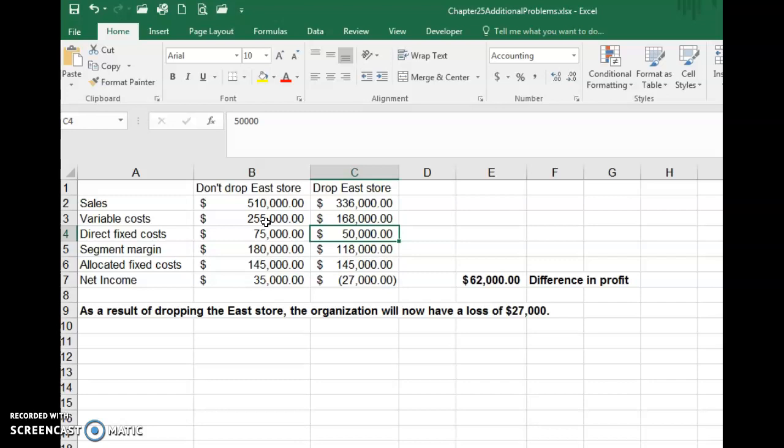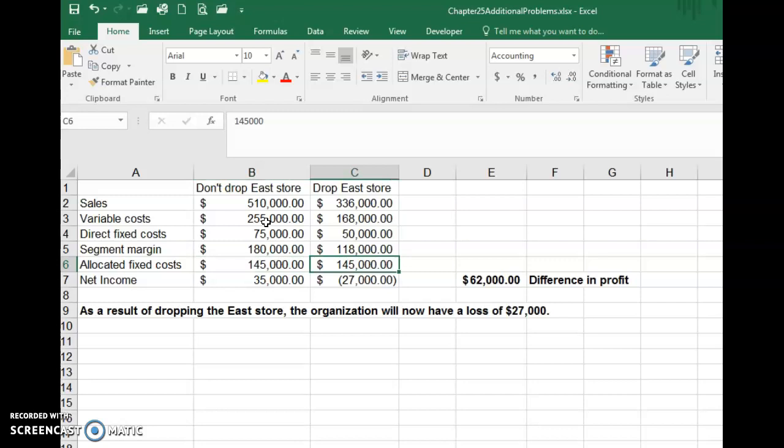attributable to West. Then I have my segment margin, which is just subtracting our sales minus our variable costs and our direct costs, gives us our 118. Then what we can see is we have those allocated fixed costs, 110 for West and 35 for East, for the total of 145. If we don't drop, if we keep East, it's 145. If we drop East, it still stays at 145.